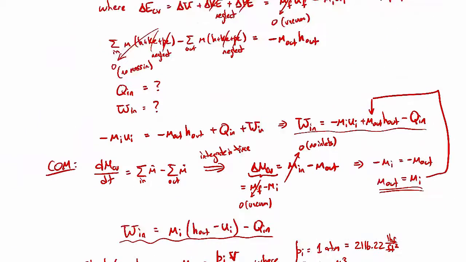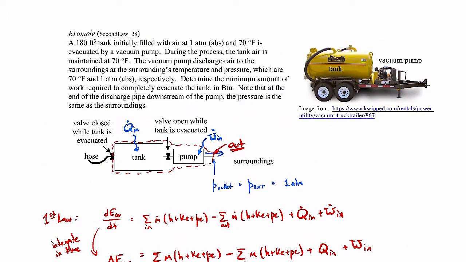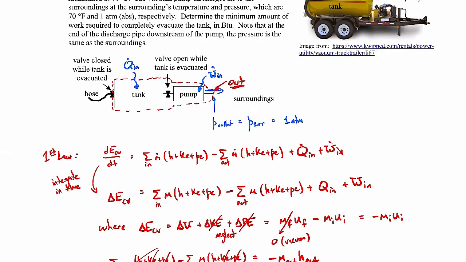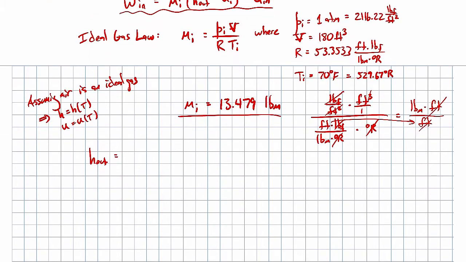Well, if you look at the problem, we're told that everything is isothermal. Initially, the tank's at 70 degrees Fahrenheit. During the process, the tank air is maintained at 70 degrees Fahrenheit, and the surroundings are at 70 degrees Fahrenheit. So everything's at 70 degrees Fahrenheit. So H out will just be the specific enthalpy at T out, which is 70 degrees Fahrenheit. So we can use the ideal gas tables to look up that value.